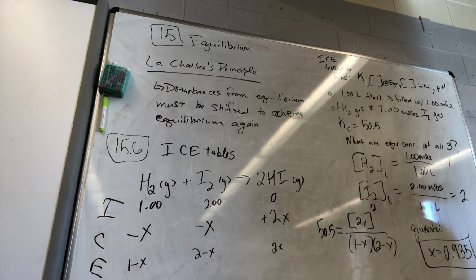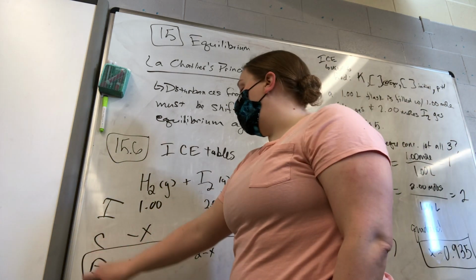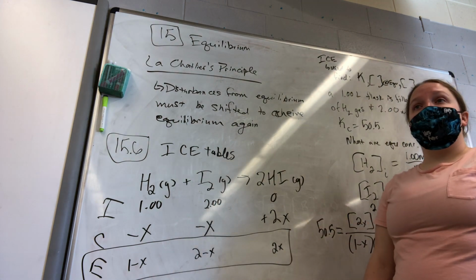We skip ahead. We know what x equals. What do we do with that information? Our goal was what the concentrations are at equilibrium, right? So we have to plug it in here to figure out what our equilibrium concentrations are.